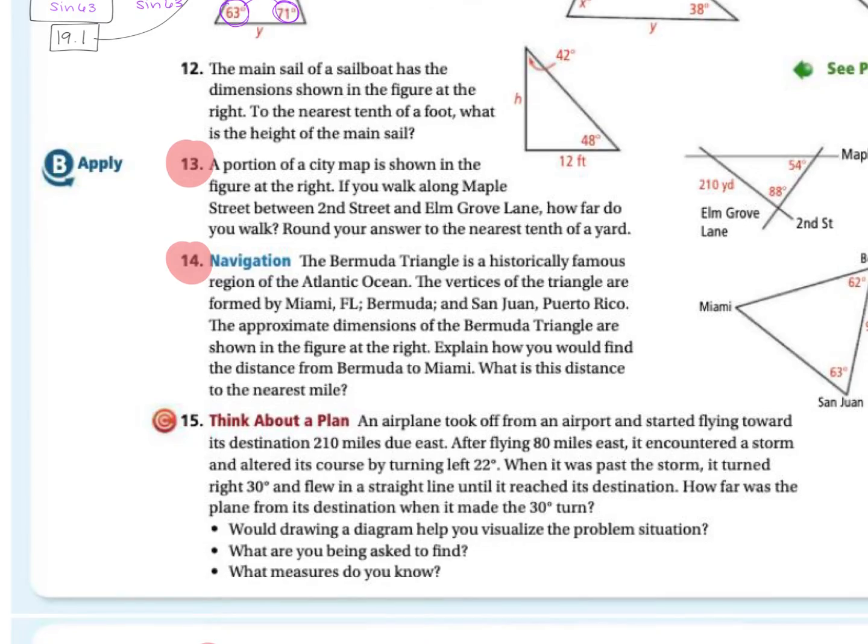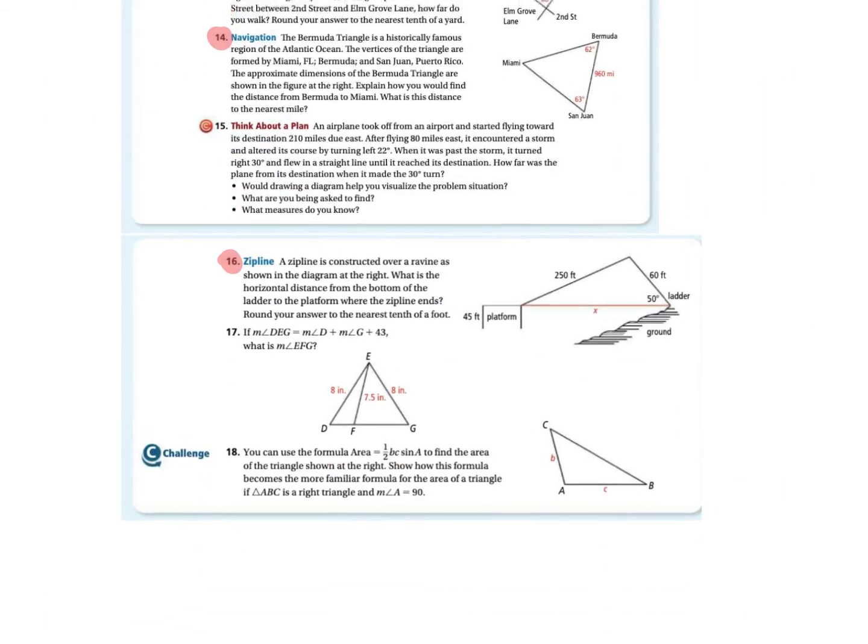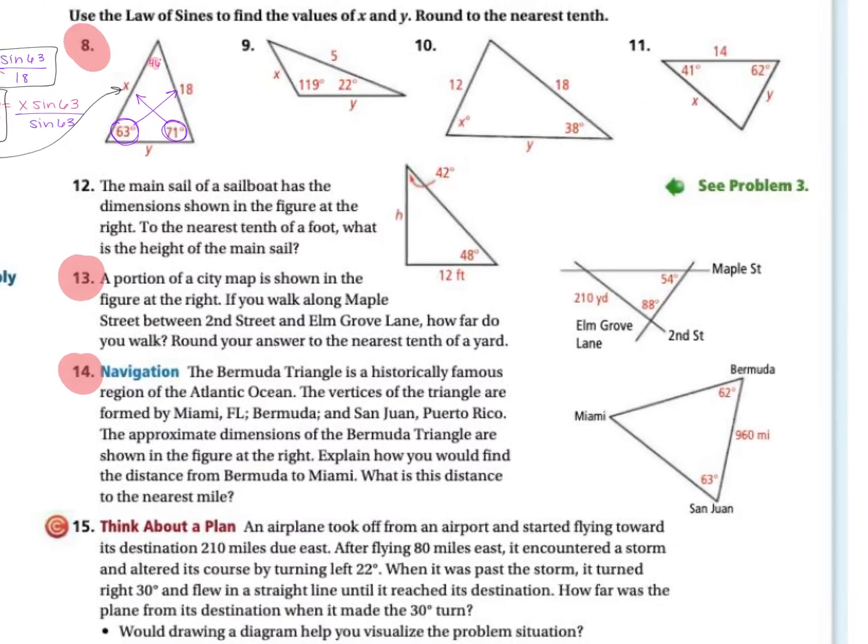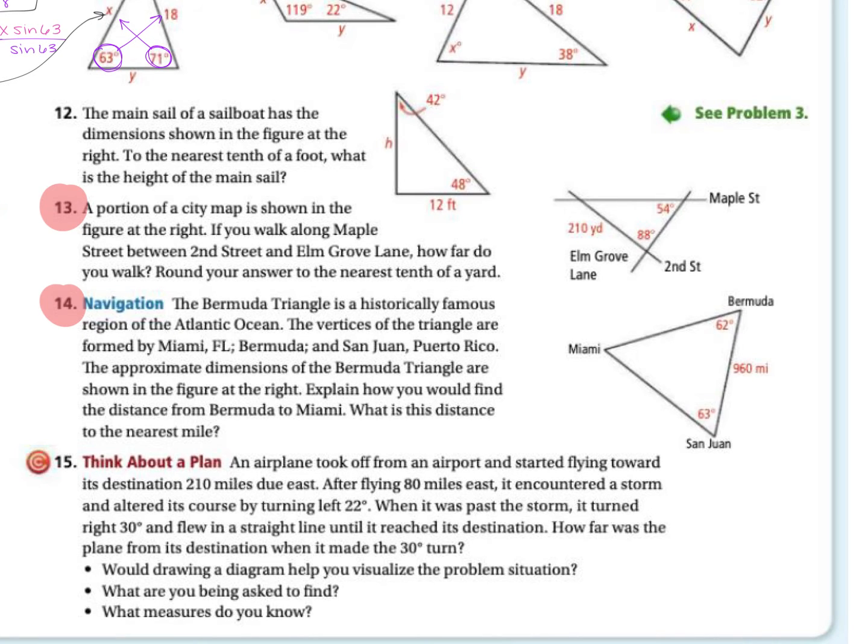Okay, so let's see, 13, 14, 16. All right, number 13, they give you the map on the right. It says if you walk along Maple Street between 2nd and Elm, so if you walk this little stretch here, that means we're going to call that x. How far do you walk? Round to the nearest 10th of a yard, okay?